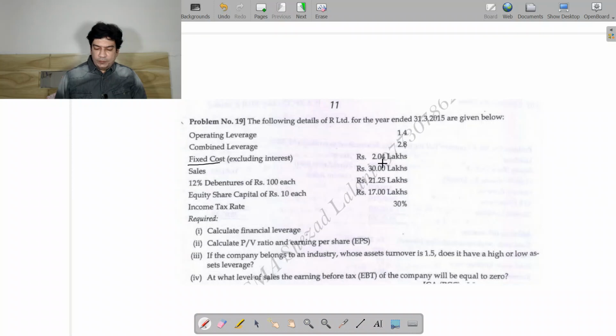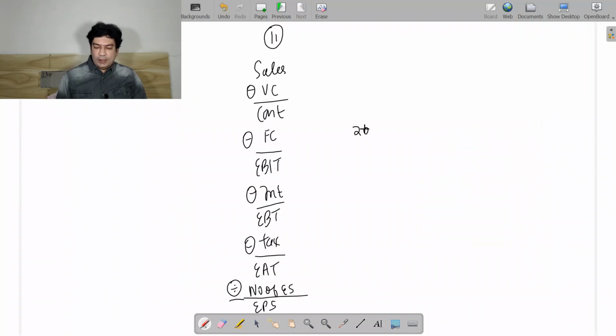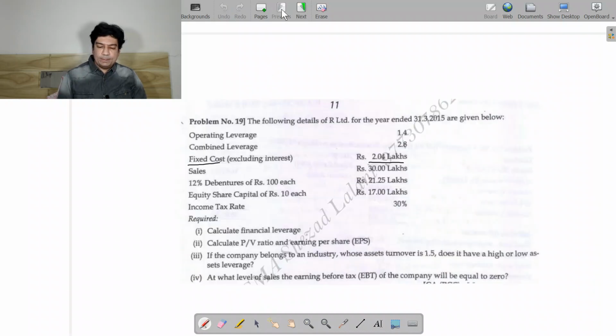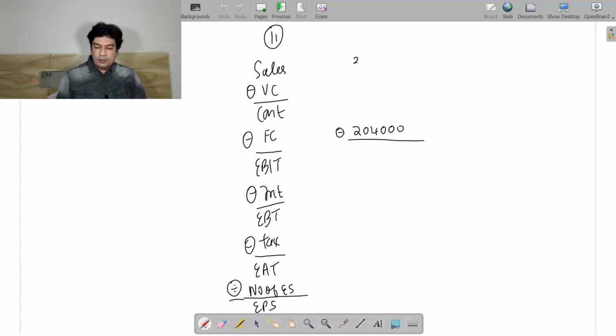Now they have given a fixed cost of 2.4 lakhs. So 2,04,000 is the fixed cost which I will be writing here. They have given sales of 30 lakhs. So I will be writing here sales of 30 lakhs.